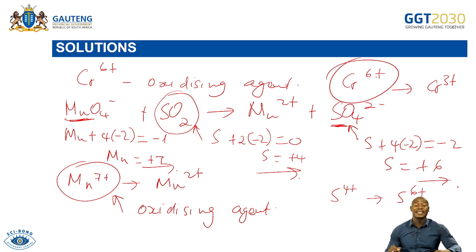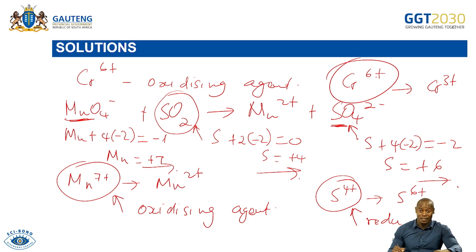So you can see there's an increase in oxidation number. If there's an increase in oxidation number, it means that your S4+ becomes your what? Your reducing agent. It means that the substance is being oxidized, is losing electrons, and the substance that loses electrons is S4+ here. Right, so this is going to be what? Reducing agent.